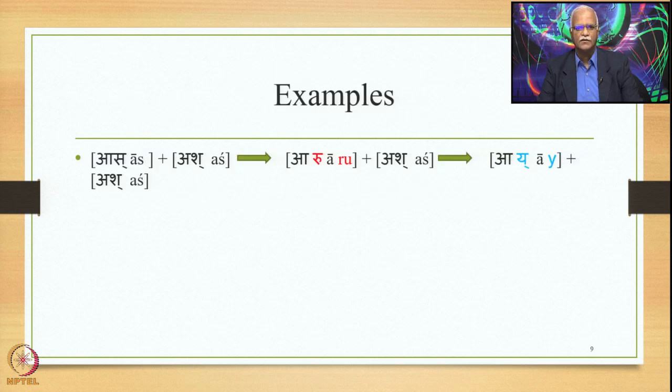So here are the examples. We have as plus ash. This is the input where sa appears at the end of this pada, preceded by a. Earlier we had seen examples where this sa was preceded by short a. Now we have long a. So as plus ash, this sa gets substituted by ru. So we have aru plus ash.